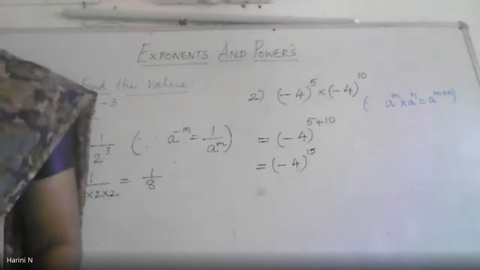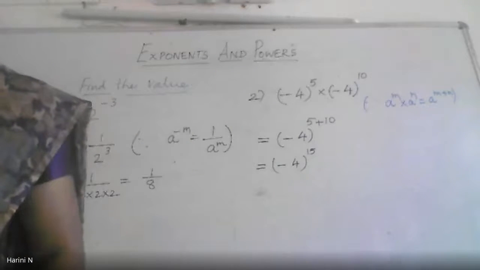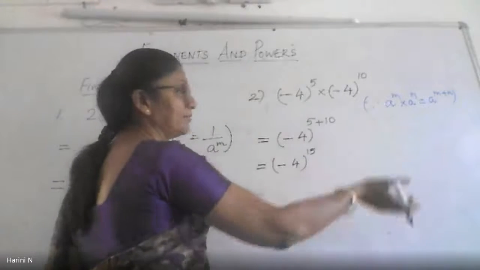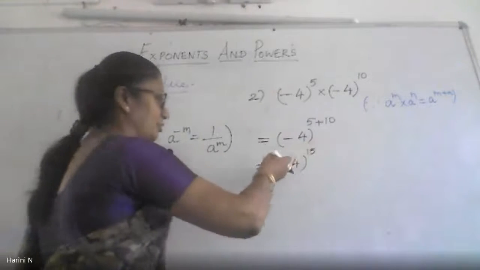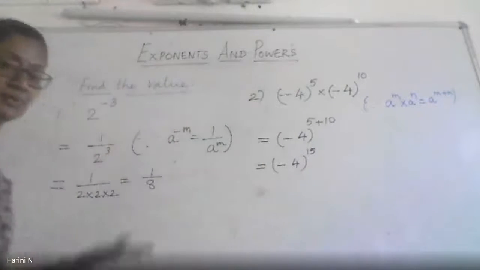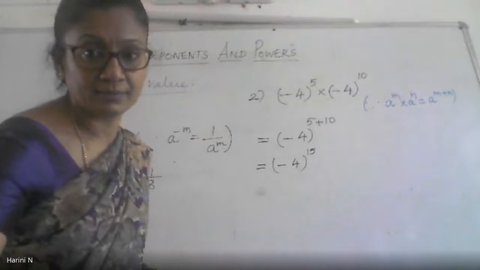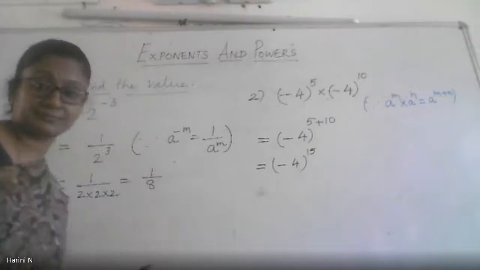Any doubt so far? No, ma'am. Negative 4 to the power 15. So negative 4 has to be multiplied 15 times. If you can give this much and stop, it is enough, because it is a very huge number. I am not going to simplify it further. We'll take up the next one.